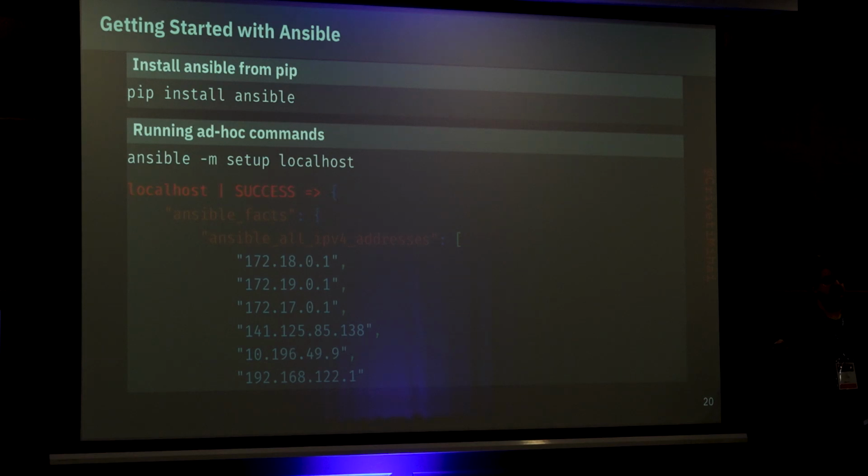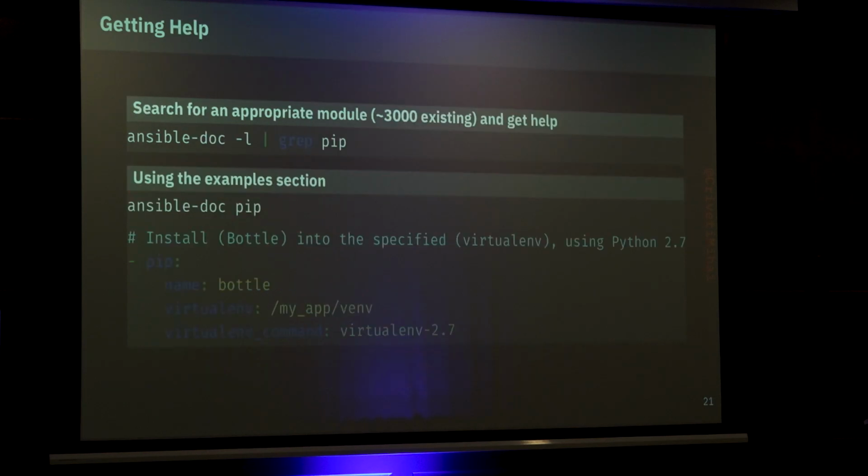Now, you need Python to run Python. So here's where I would use the raw module instead. So I do a yum install Python if I don't have Python already. So how do I get started with Python, with Ansible?